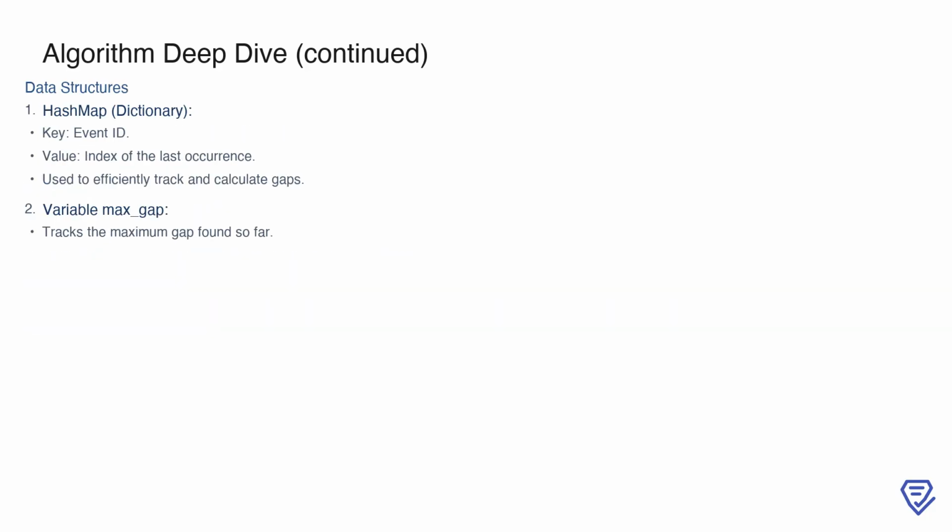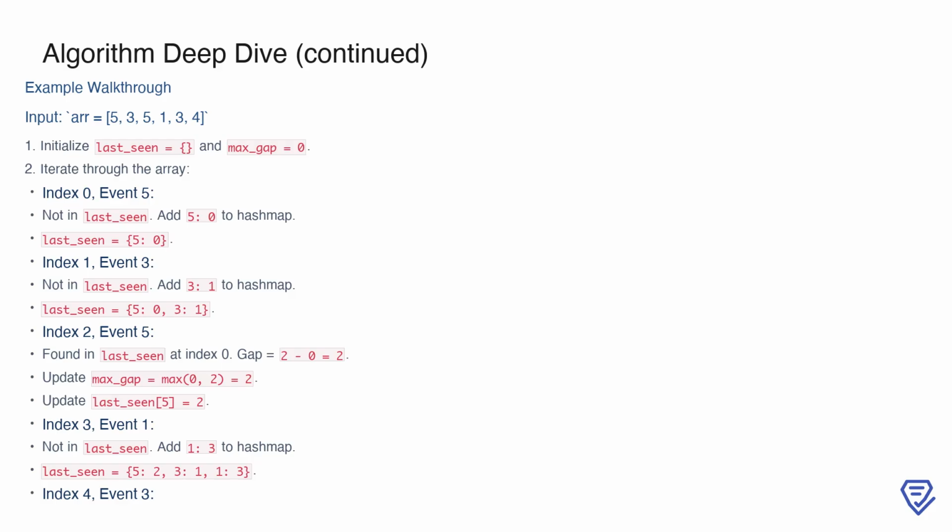The two main components of our solution are the hash map and the variable max_gap. The hash map, or dictionary, has keys representing event IDs and values representing the last index where each event was seen. This allows us to calculate gaps efficiently as we iterate through the array. The max_gap variable keeps track of the largest gap encountered so far during the traversal. Together, these data structures ensure that our algorithm is both time and space efficient, making it well suited for large datasets. Let's walk through an example to see how the algorithm works in practice.